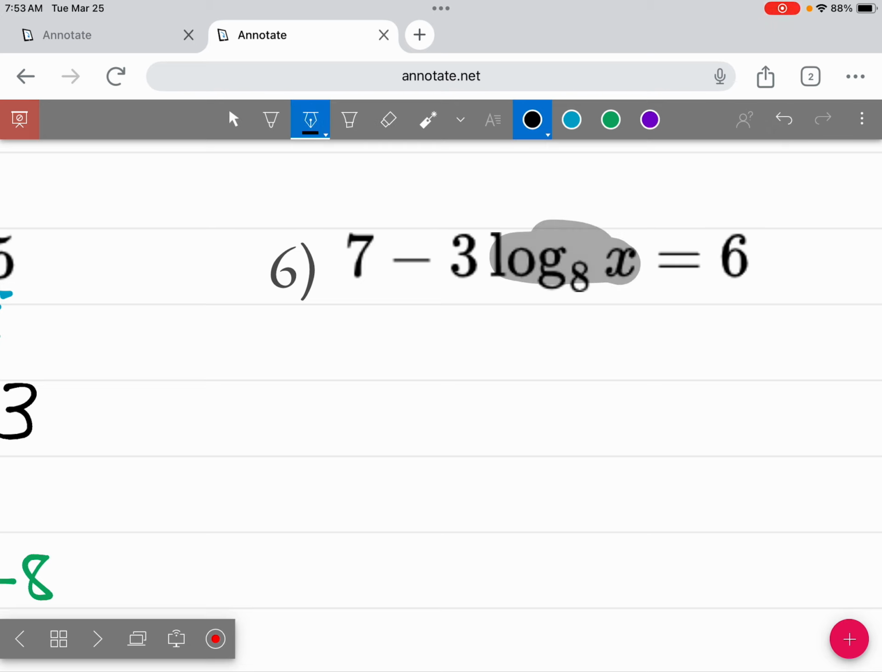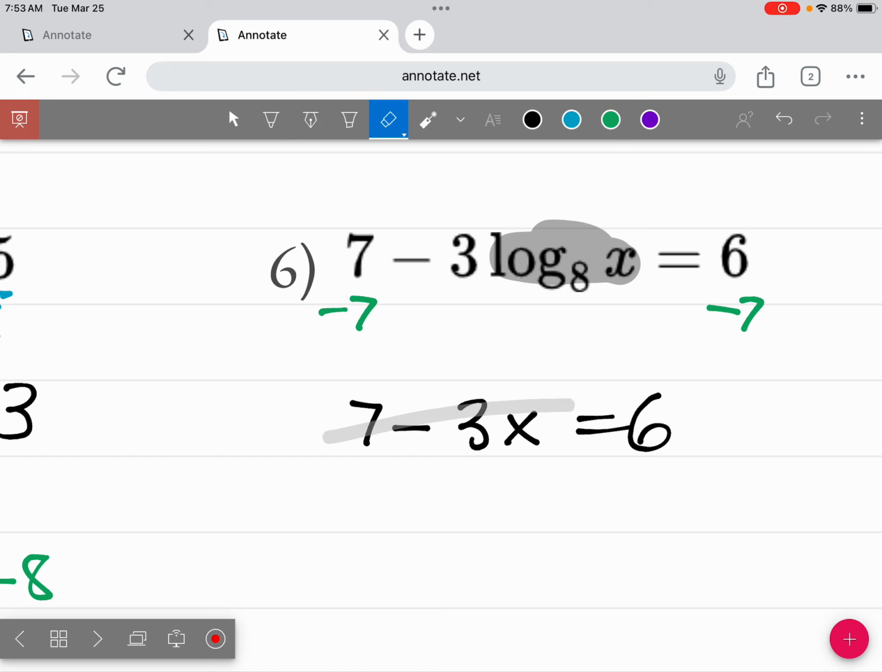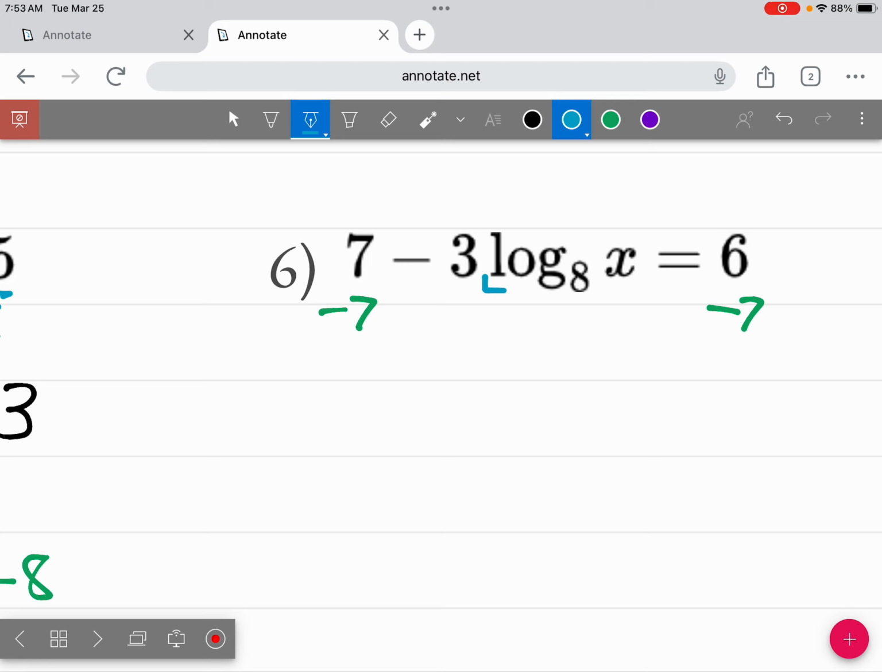What if this just said 7 minus 3x equals 6? What would we do for this one? We would minus 7 from both sides. I want to get the log by itself. When in doubt, if you cover up the log with your finger, make it not look like a log because it scares us sometimes. But we need to get the log by itself so that we can switch it back to exponential form.